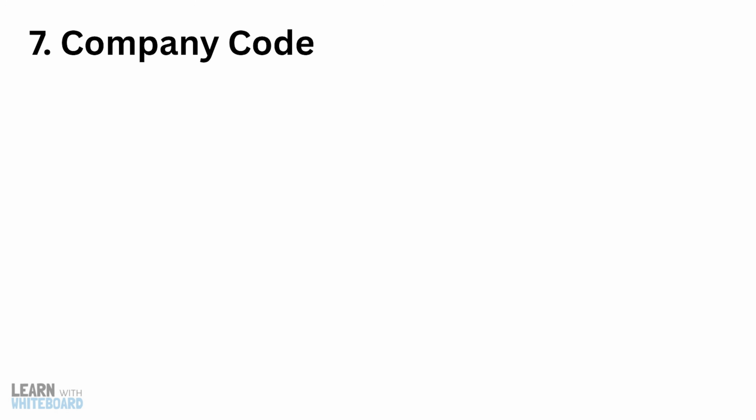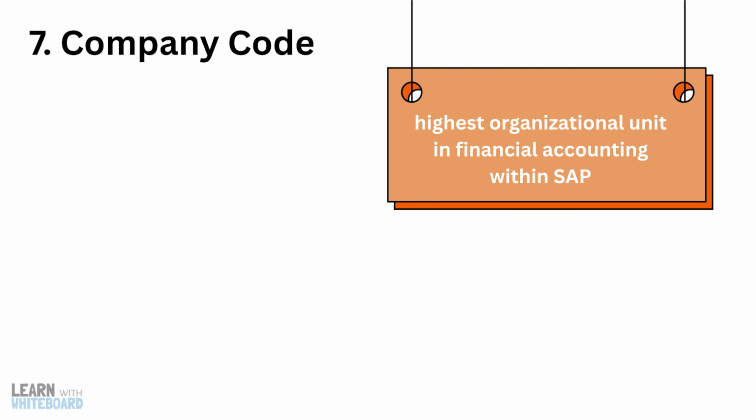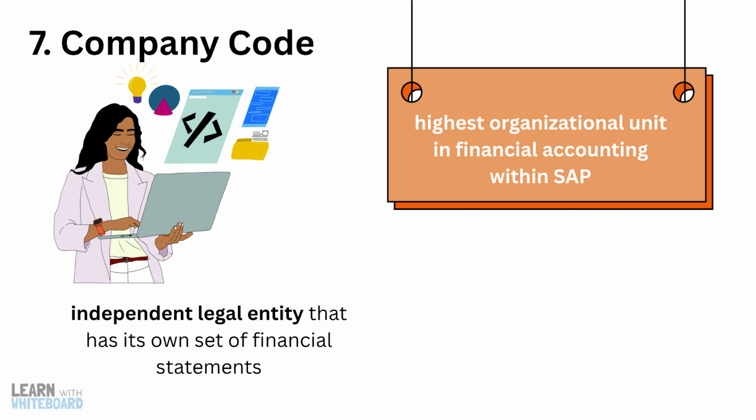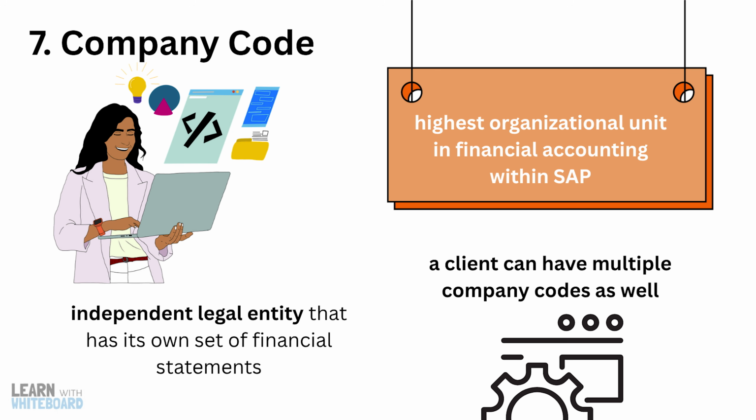Number 7. Company code. Well, it is the highest organizational unit in financial accounting within SAP. It represents an independent legal entity that has its own set of financial statements like balance sheet, income statement, etc. Do note that a client can have multiple company codes as well.